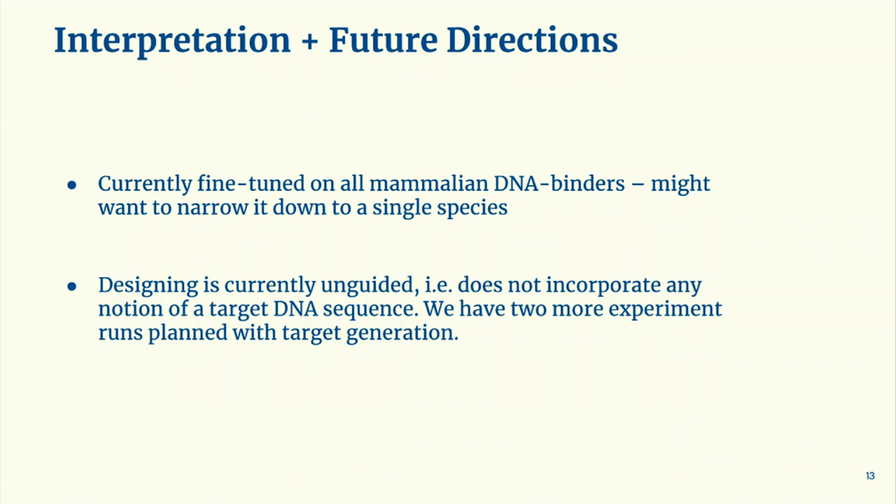Essentially, we currently fine-tune on all mammalian DNA binders, but for a future direction, by the time we submit the final report, we should probably restrict ourselves to a single species, as we saw in other papers like the EVO paper, which restricted itself to prokaryotic genomes and a particular subspecies, I believe. And our design is currently unguided, which means, as Matt mentioned earlier in his part of the presentation, we're simply demasking. But we also have 2 planned experiment runs with targeted generation, where there's also a notion of what DNA segment you want to bind to.